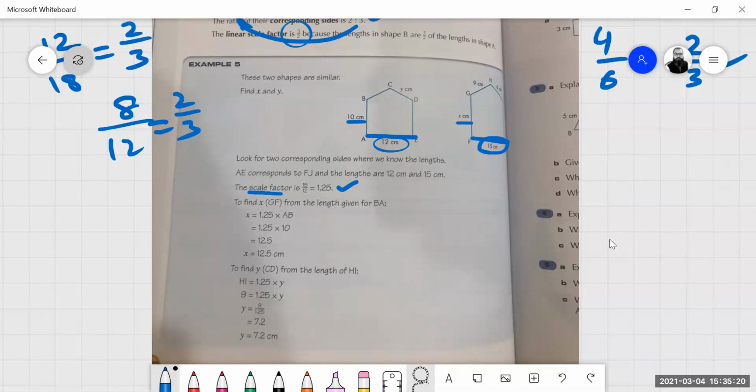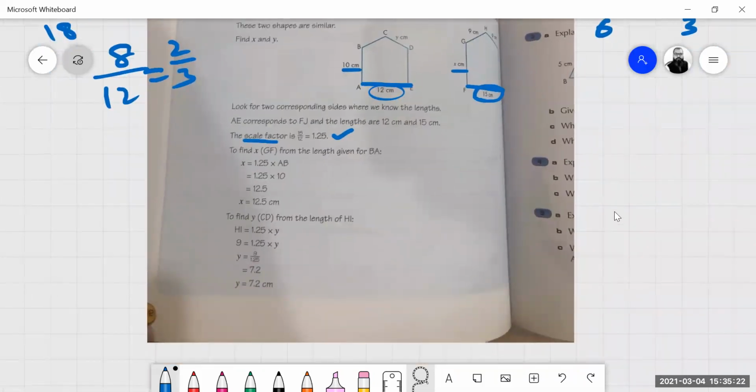Everyone clear about it? Okay. I think yes. To find x from the length given to BA, BA is 10. So x will be equal to scale factor times AB, the value which is given. It is like a formula.